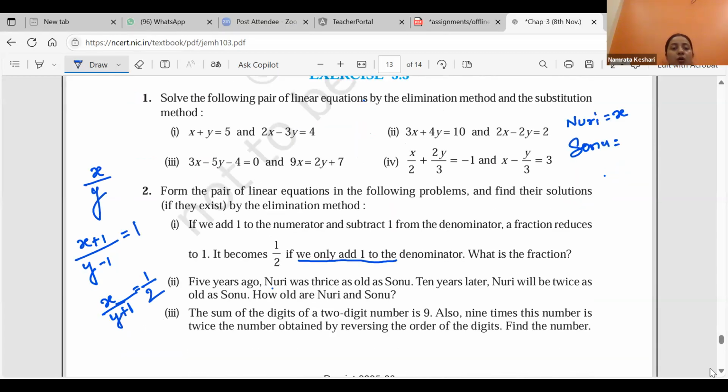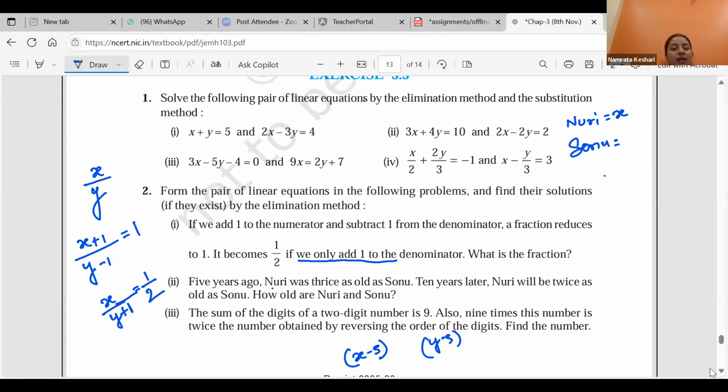Let's read the question now. 5 years ago, Noori was, then comma. That means 5 years ago. Then just think about Noori, Sonu, everyone, just 5 years ago. That scenario. So 5 years ago, Noori's age was x minus 5 and Sonu's age was y minus 5.